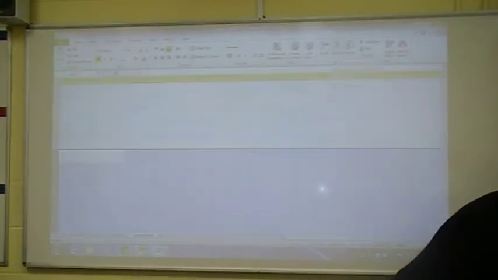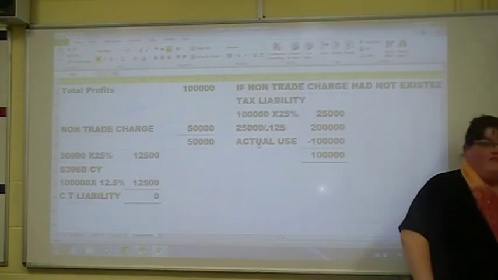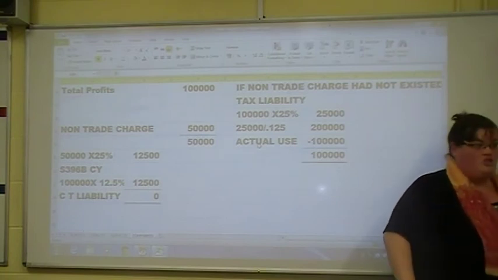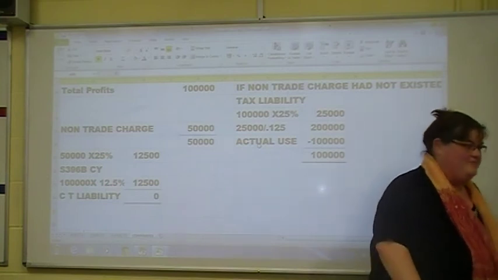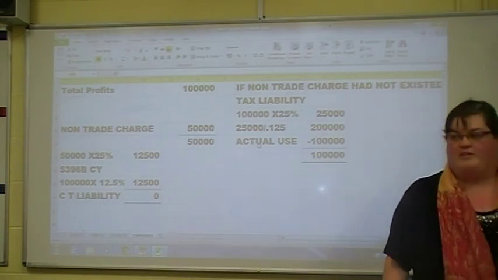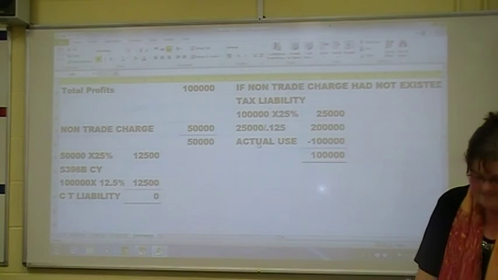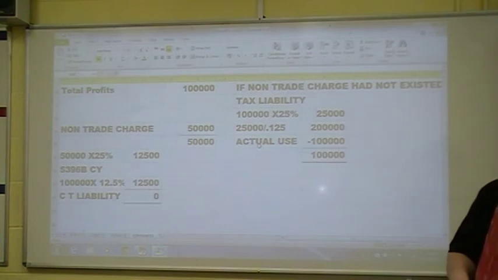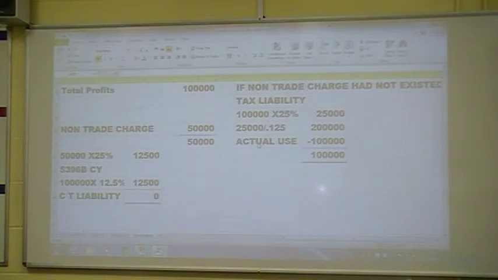You're better off actually ignoring the non-trade charge there and just calculating it as if it was a normal section 396. But from an exam point of view, you have to know the rule. In real life you wouldn't, but in exam life it's a different thing. Let's go through a bit more of the theory and then have a break and then do other corporation tax questions after, and finish our losses on the next night because you'd be totally sick of losses otherwise.